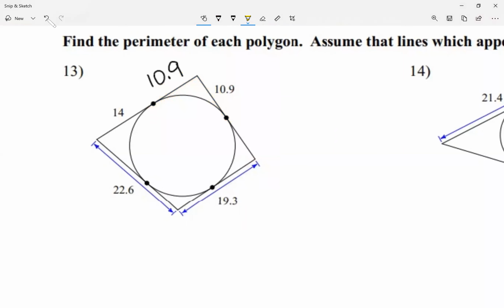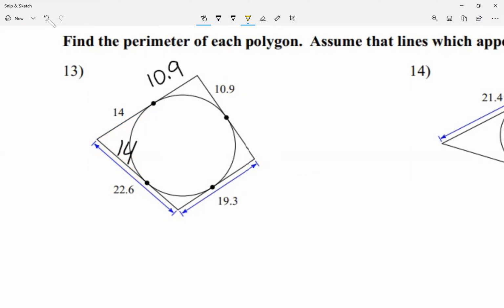I take a look now at this tangent segment with this other tangent segment. One of them is 14. So I'm going to say the other one, let me write my number in here. This is also 14. Okay, let me erase that.